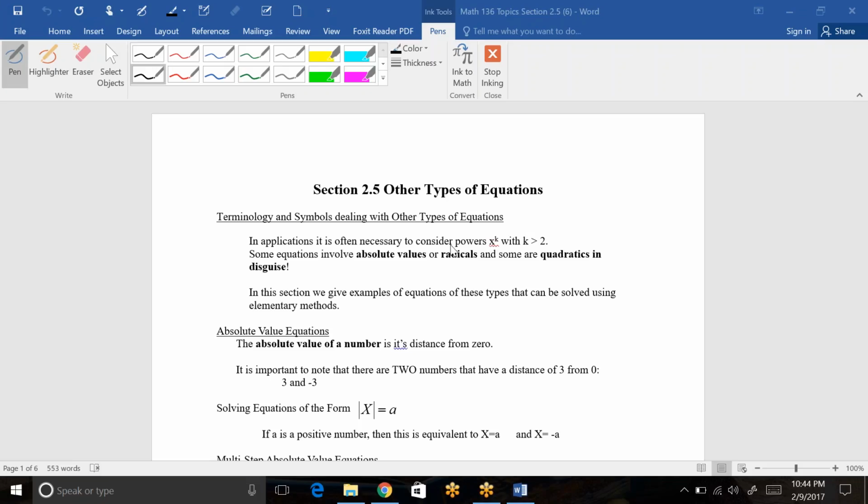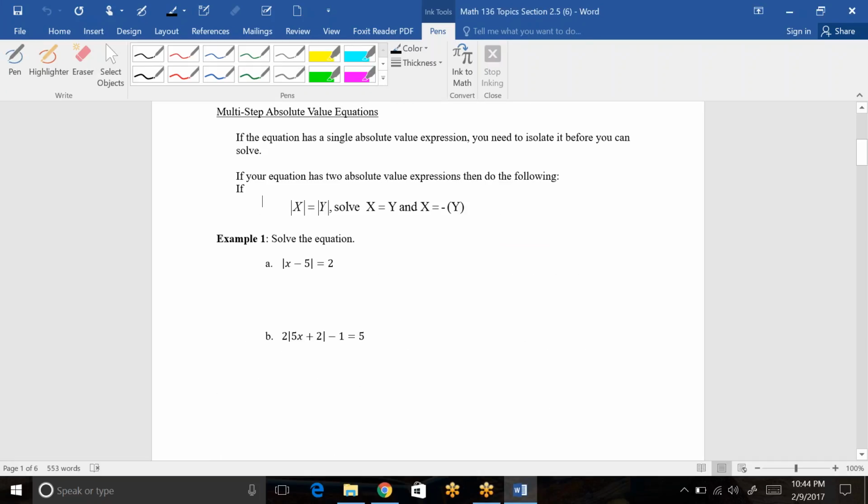Okay, this is the remaining problems from section 2.5, similar to the ones that we went over in class. This gives you some more variety and hopefully will help you master these concepts. So let's look at example 1. We did B part in class, so I want to look at A.